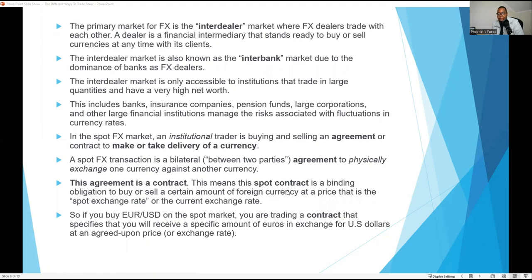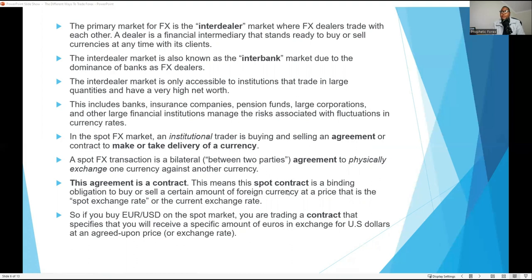So a spot FX transaction is between two parties. An agreement to physically exchange one currency against another currency. This agreement is a contract. This means that the spot contract is a binding obligation to buy and sell a certain amount of foreign currency at a certain price, that is the spot exchange rate or the current exchange rate.